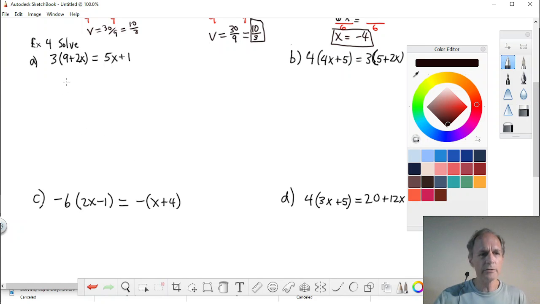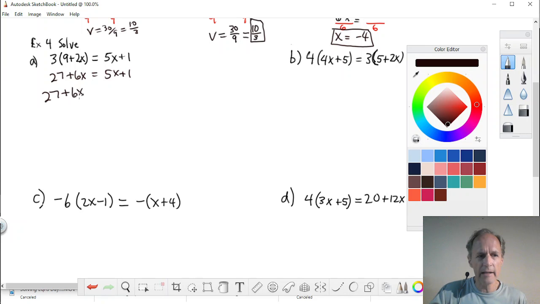So this is one of those, first thing you have to do is distribute, right? You can't take 9 plus 2x. They're not like terms. Distribute. Then you'll be able to isolate the x, deal with the x's on the left, the x's on the right, and so on. So multiply this out. 27 plus 6x equals 5x plus 1. Okay. Get the x's to one side or the other. We'll subtract 5x from both sides.